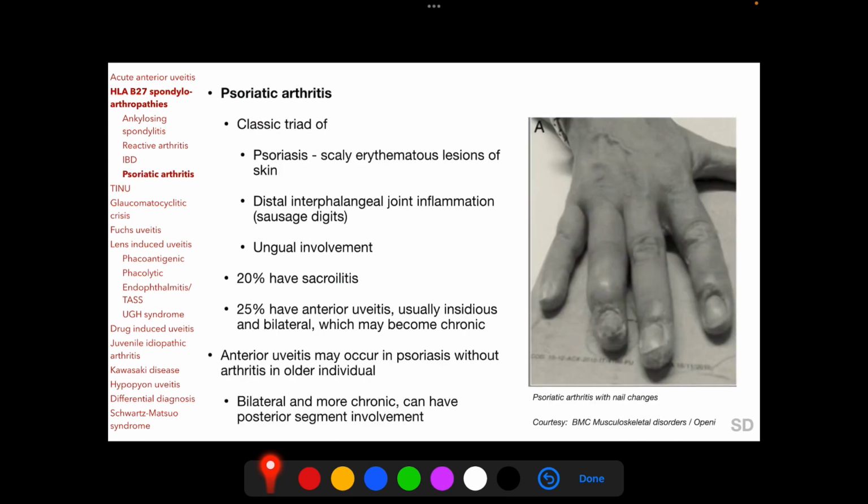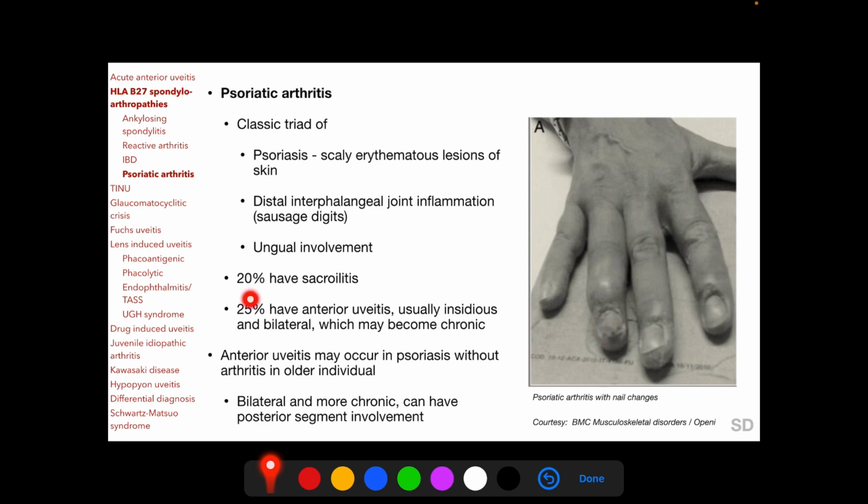In psoriatic arthritis, there is a classic triad of psoriasis, which are scaly erythematous lesions of the skin, distal interphalangeal joint inflammation, resulting in an appearance called sausage digits. So here we find distal interphalangeal joint inflammation with swelling of that region, resulting in the appearance called sausage digit. And associated with that, there are typical nail changes or ungual involvement.